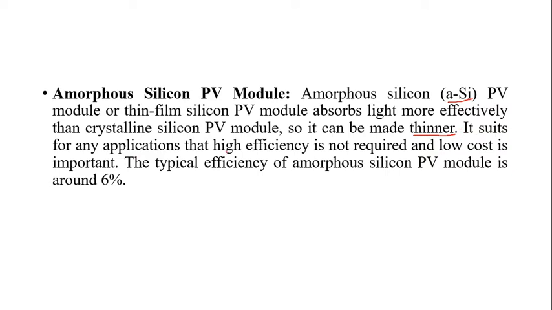It is suited for any application where high efficiency is not required and low cost is important. So whenever low cost is important, we can use the amorphous silicon module, and high efficiency is not that much of a consideration because the typical efficiency of an amorphous silicon PV module is only around 6%. That's why we are saying that low cost is important and efficiency is not. At that time we can use this type of PV module.